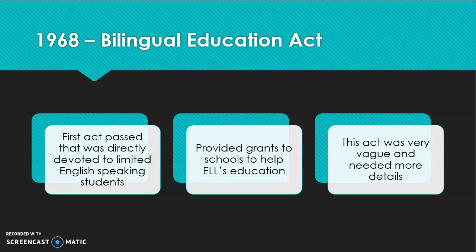The original version of this act was vague about solutions, and it did not include the definition of bilingual education. This caused great confusion on the purpose and goal of this act and how students would benefit from the instruction in their home language.